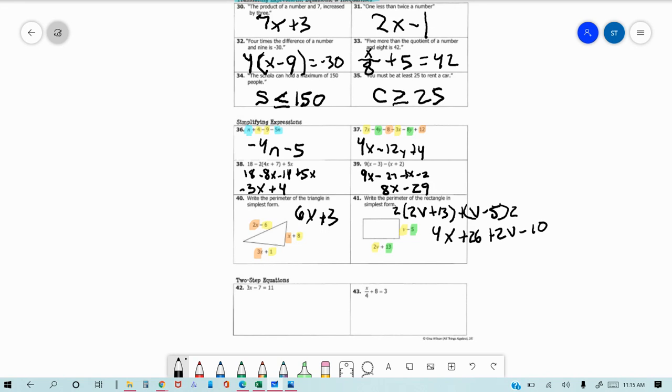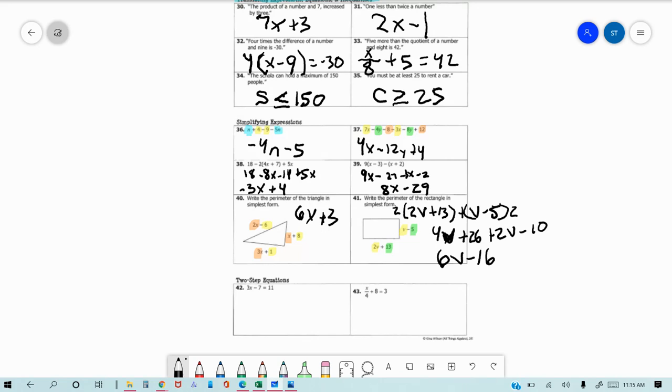Okay, so then we're just going to get those v's. Oh, I did an x here instead of a v. I'm sorry. So we're going to put those v's together. 4v plus 2v is 6v. And then 26 minus 10 is 16. So there's your answer there.